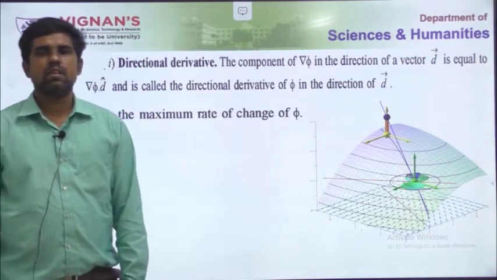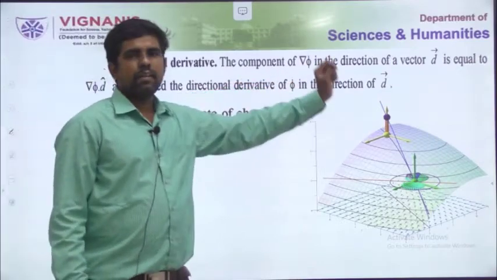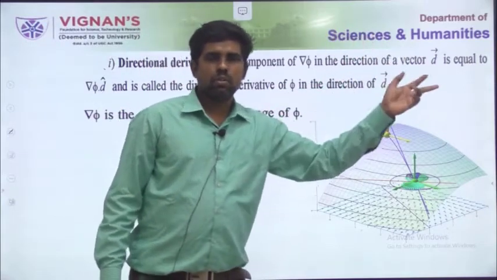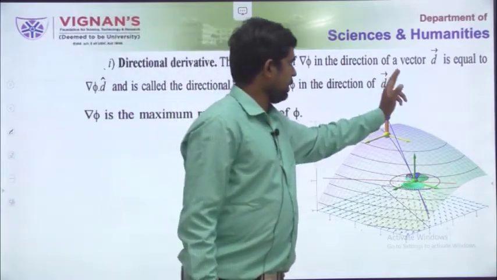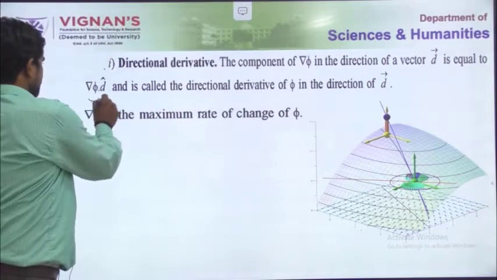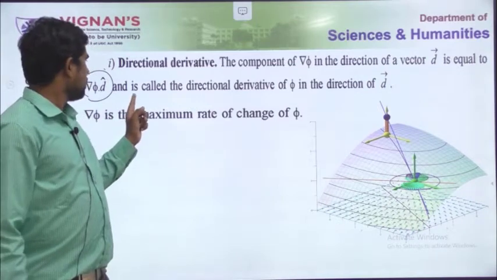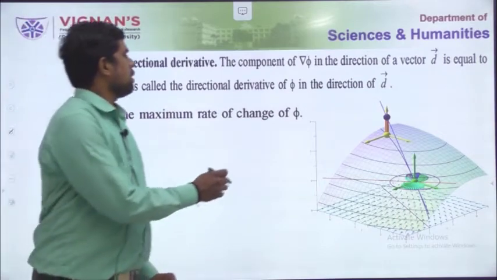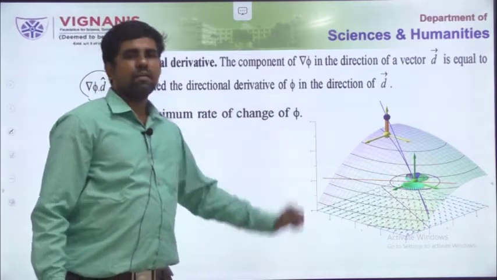And next one is directional derivative. Directional derivative of phi in the direction of a vector. Normally we will find this directional derivative in the direction of another vector. It is equal to del phi dot d vector, and it is called directional derivative. Most important thing is, in the direction of d vector, del phi is the maximum rate of change of phi.